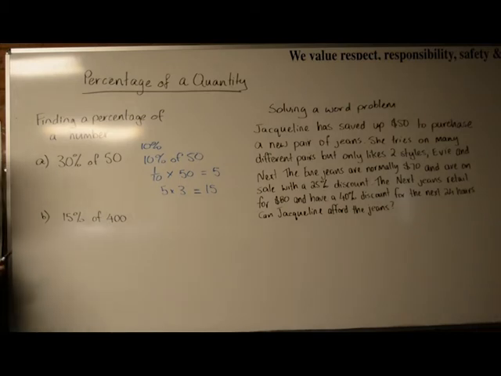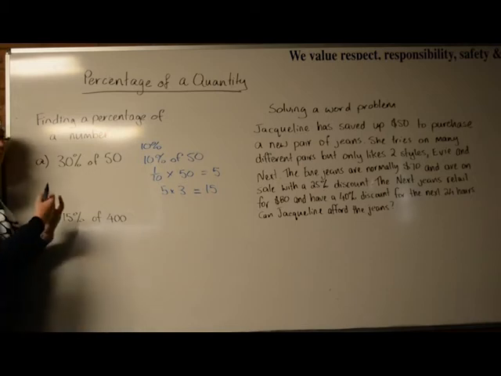15% of 400. I'm going to do the same thing. I'm actually going to use 10%, because what can I do to 10% to find 15%? You can times it by 3 and then half it. 5%. I could times it by 3 and then halve it. No, you get it 5%. Or I could halve it and then times that by 3.